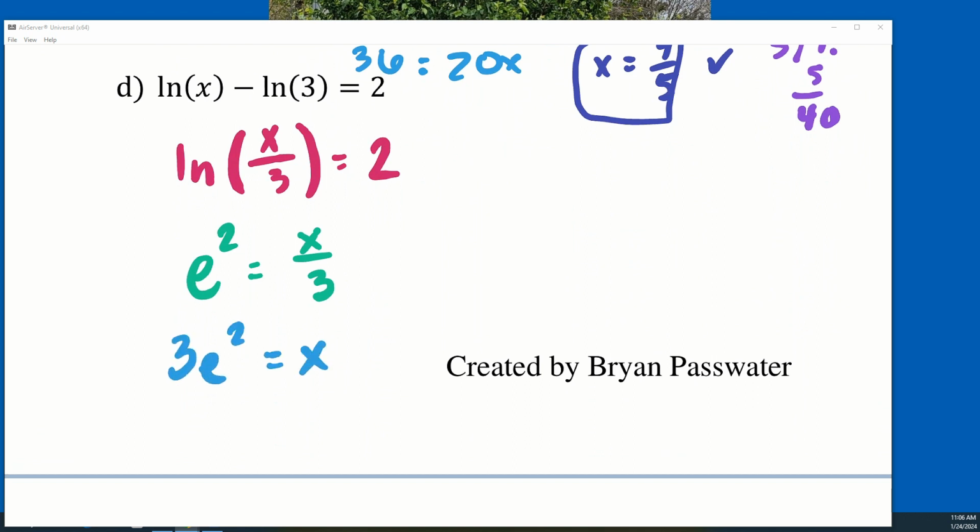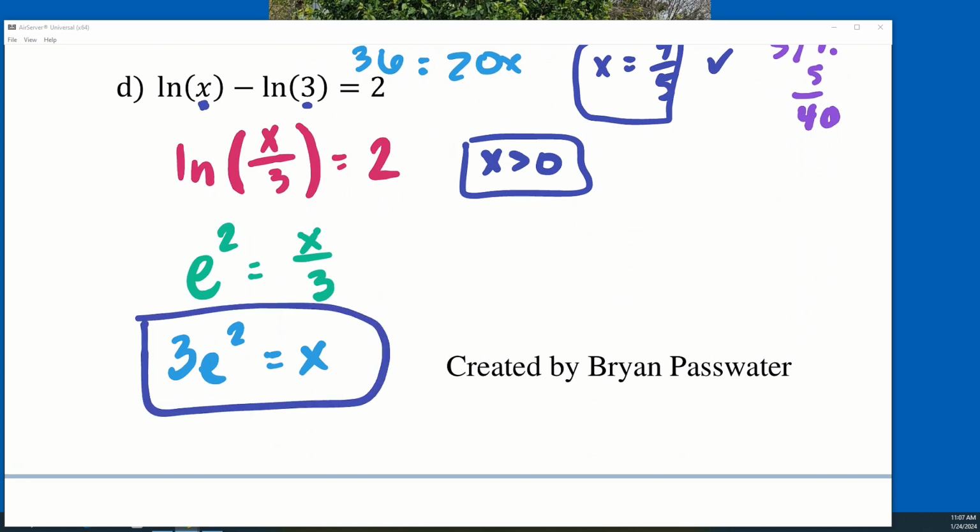And there was something I forgot to do. I didn't talk about the domain. So if I'm looking at my arguments on this one, x just has to be greater than 0. Is 3e squared definitely greater than 0? Yeah. So e is like 2.8 something. And so when you square that, you're definitely going to get positive. So we're good.